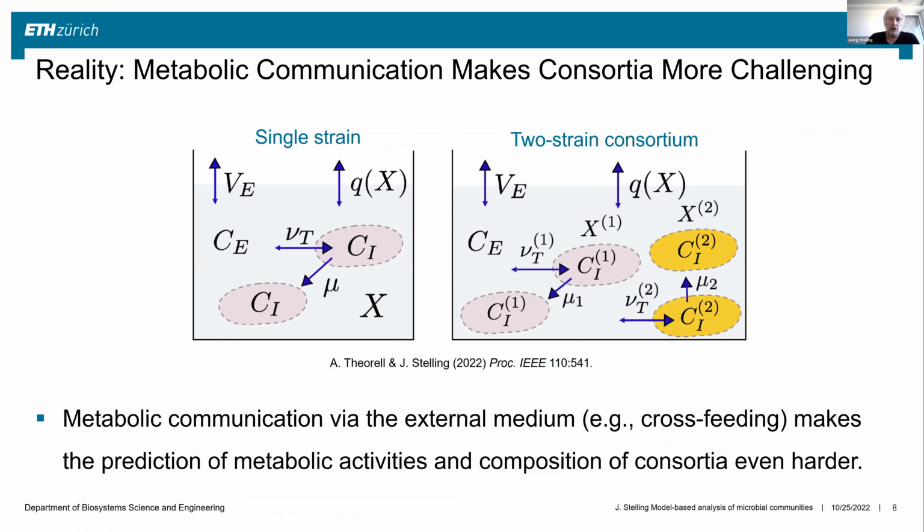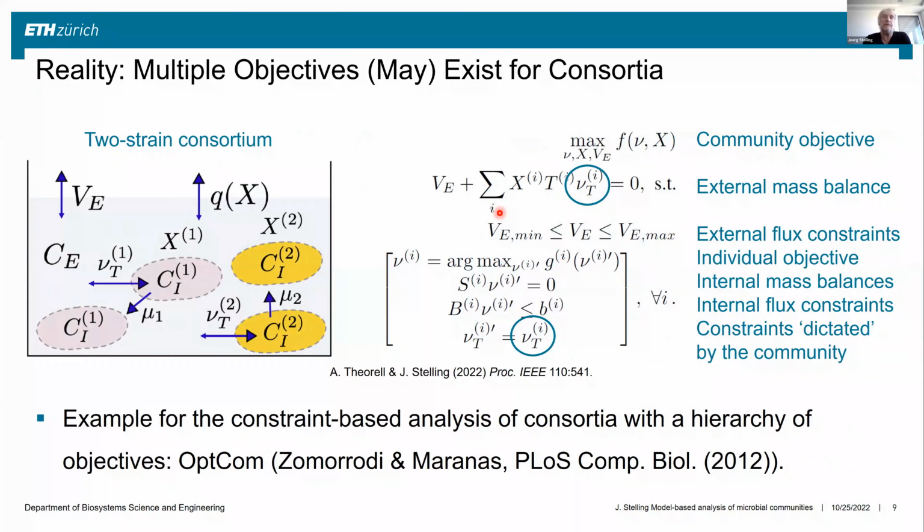So what I want to show today is essentially expanding on this idea. We have consortia, like this two-strain consortium here. What we can usually do, and this is a very famous approach in the field called OptCom by the Maranas group, is essentially to assume that there are multiple objectives for consortia. So the mathematical formulation is shown here.